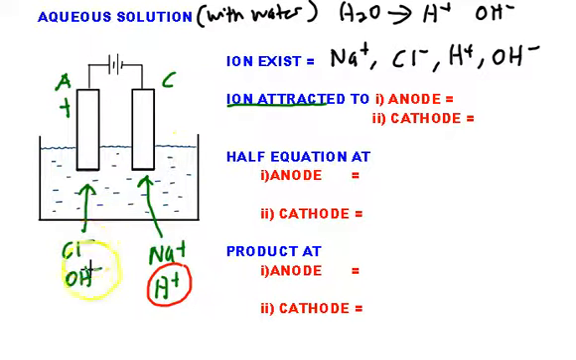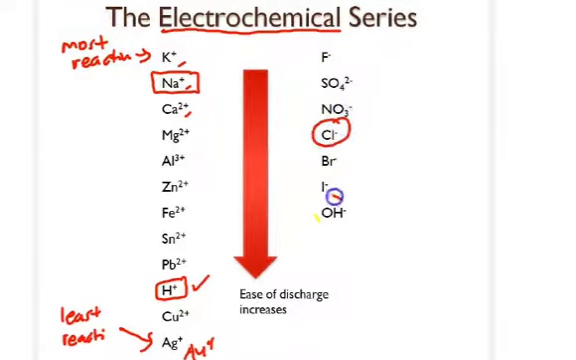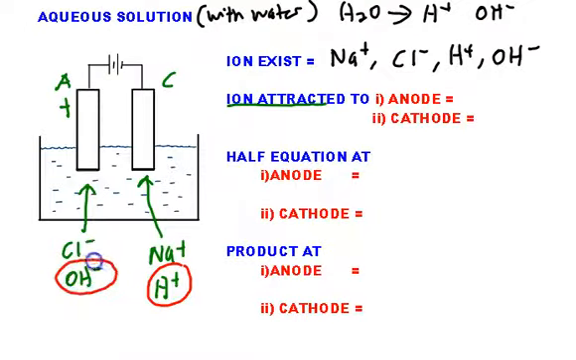Now let us look at the anode side. We have chloride and also hydroxide. We have to choose hydroxide since it is the lowest. Now the ions attracted to the anode, let me write it down first: chloride and hydroxide. And at the cathode, sodium and hydrogen. For the half equation, hydroxide and hydrogen ion will be selected.